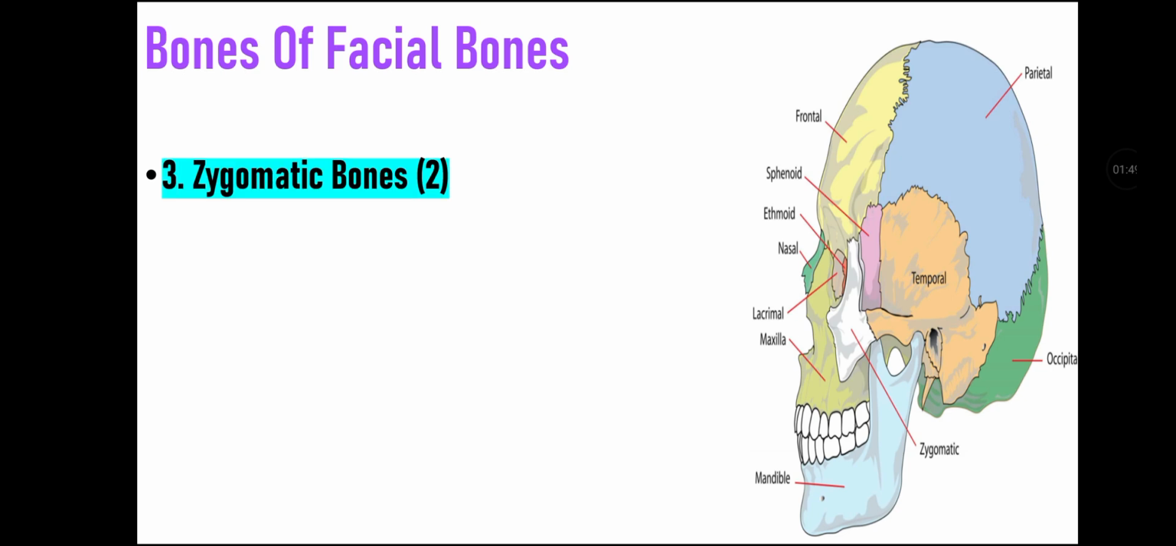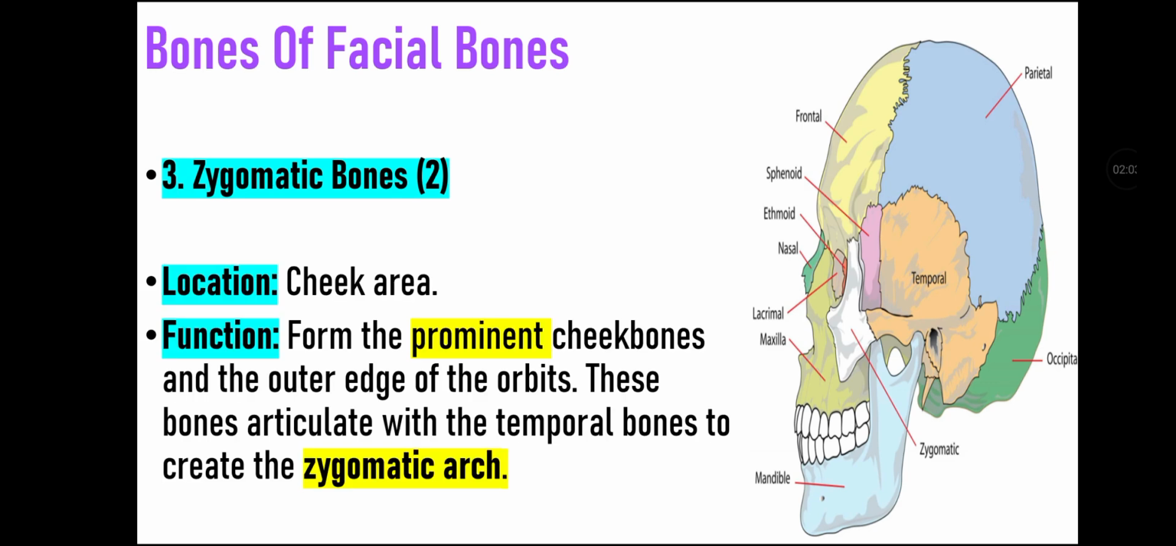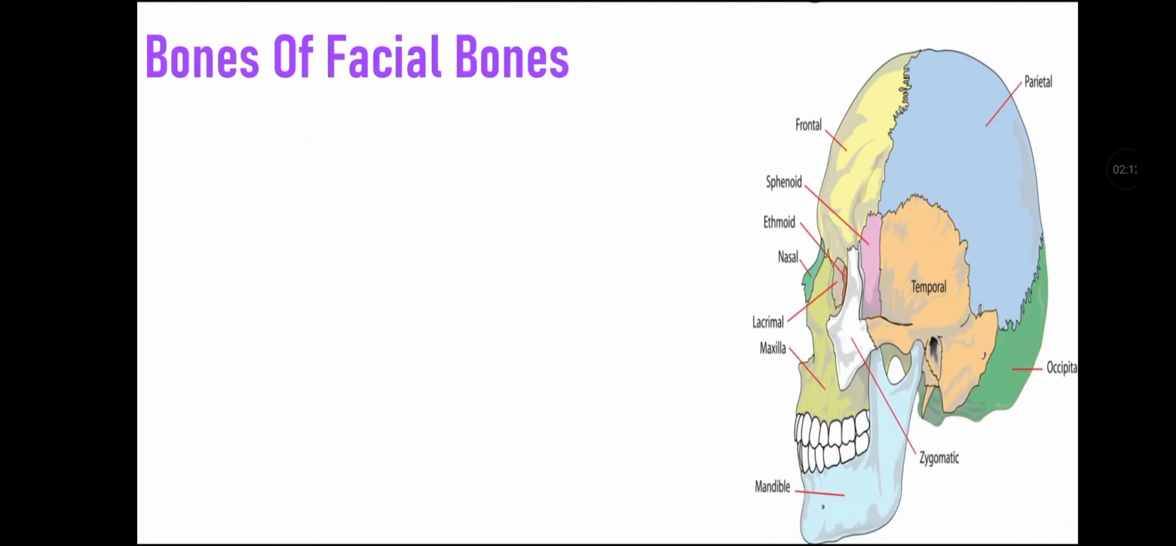Next facial bone we have is zygomatic bone. As you can see here in the diagram, the white color bone is zygomatic bone. It is pair bone, that means there will be two zygomatic bone in every skull. Location: it is located at the cheek area. Function: it forms a prominent cheekbone and the outer edge of the orbit. These bones articulate with the temporal bone to create the zygomatic arch.